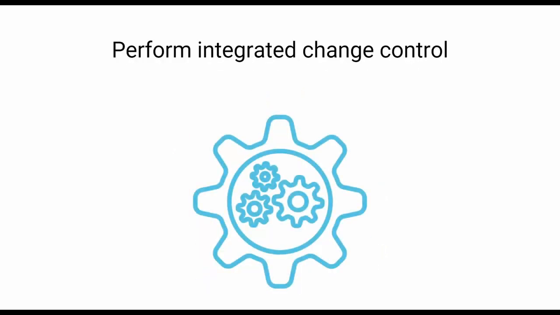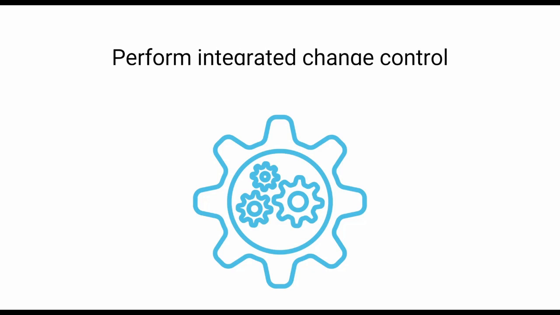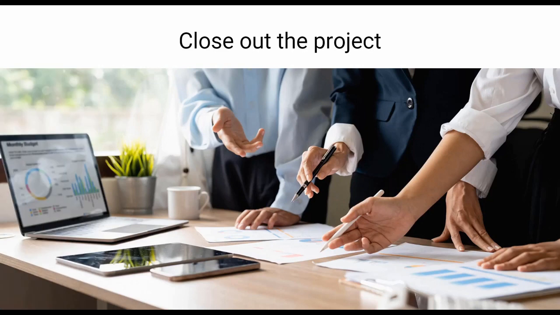The fifth process is to perform integrated change control. This involves reviewing and approving or rejecting changes to the project and managing the impact of these changes on the project. The final process is to close out the project.